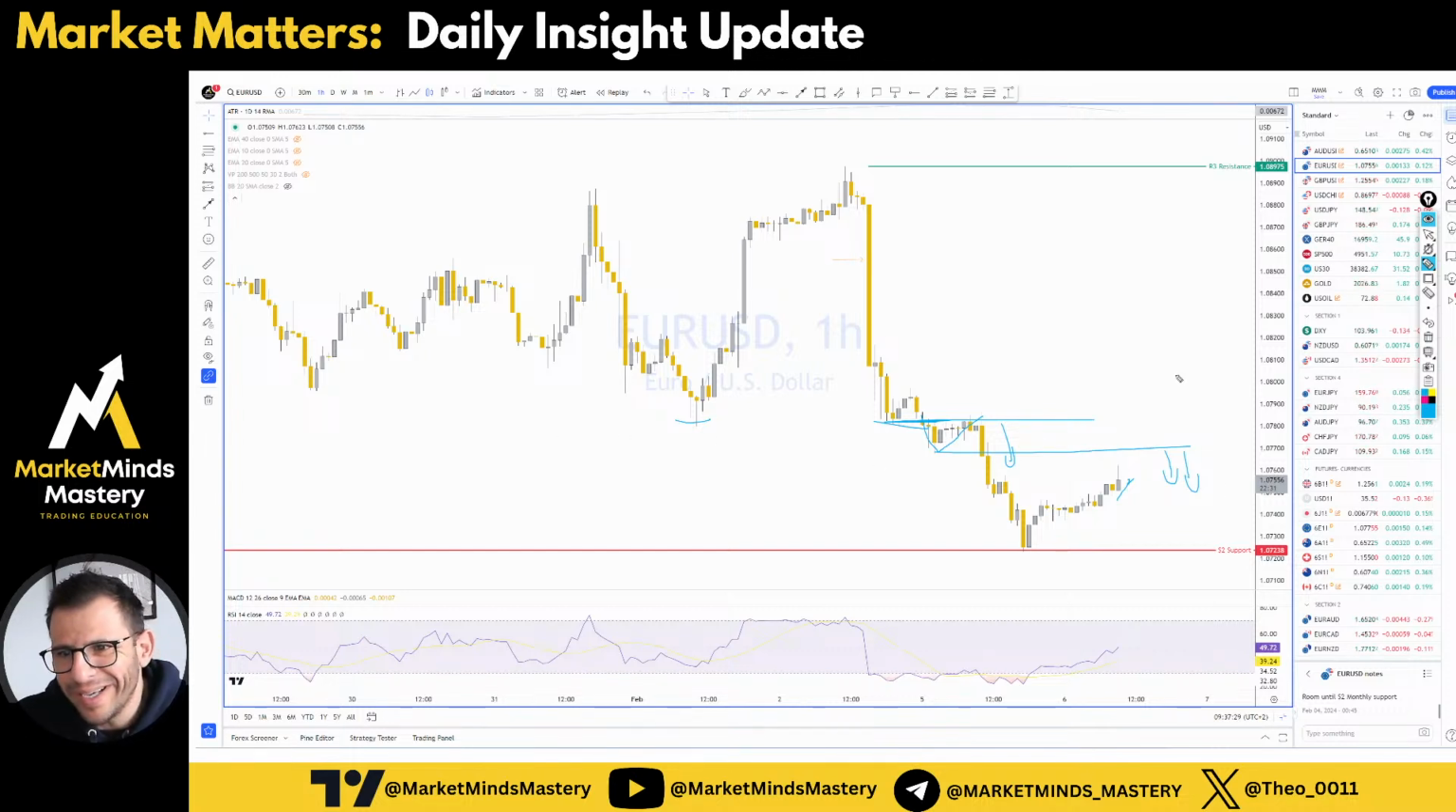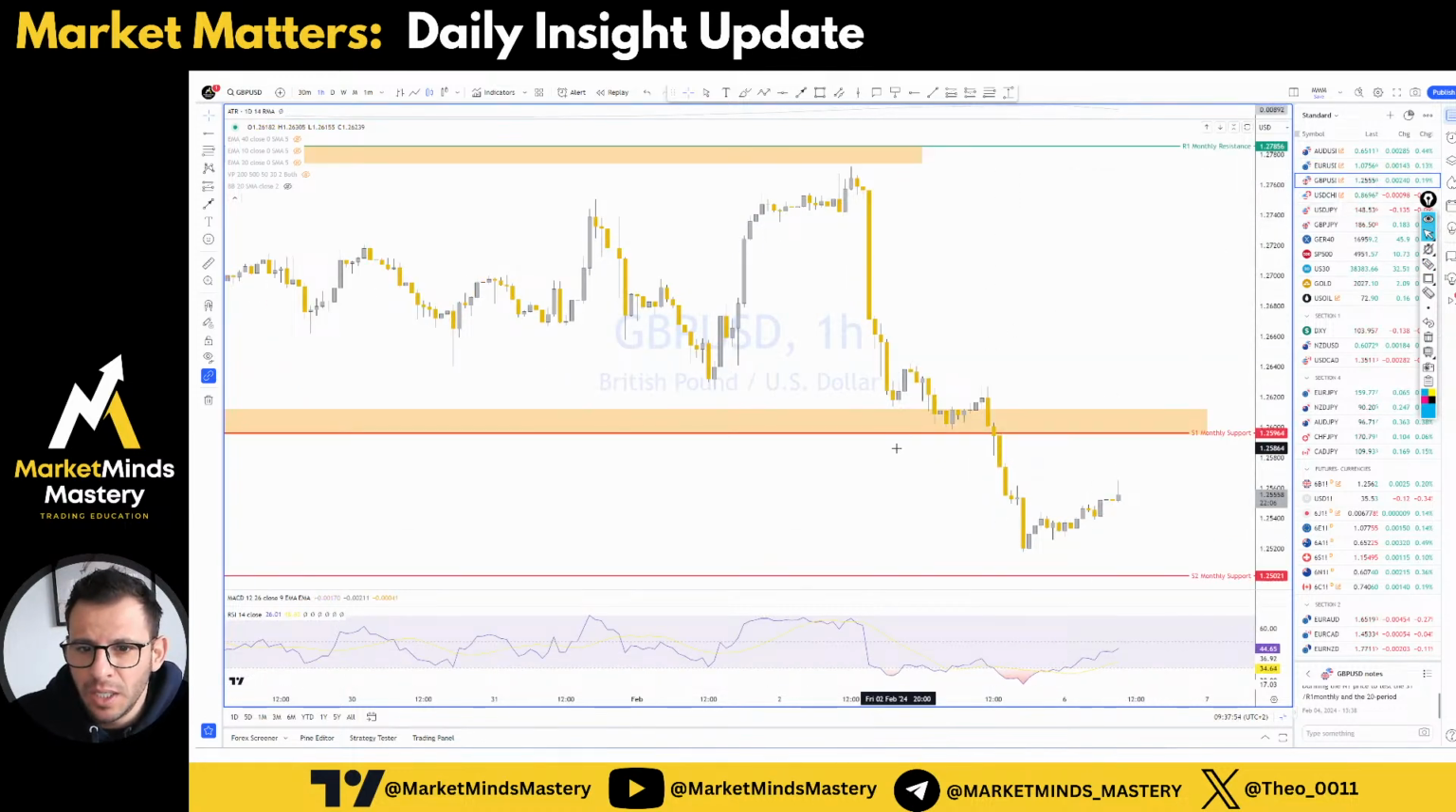Maybe the move will come during the New York trading session. Maybe during the London session, the price will keep moving upwards. But afterwards we might see the move to the downside. So let's keep an eye on that, guys. It looks like a good pair to find some opportunities today.